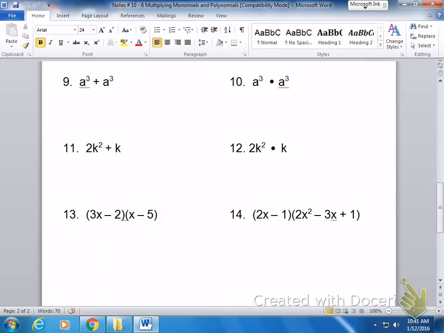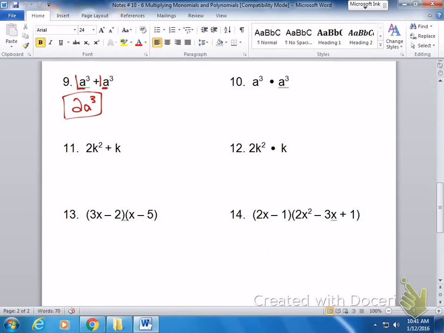Number 9, 10, 11, and 12, these kind of go back to the first few lessons of this chapter. A cubed plus a cubed. Remember, if we're adding or subtracting, the exponents in the variable have to match for us to be able to combine them. Here I have a to the third plus a to the third. So I have 2a to the third. There's your answer. Now, when you're doing this, you're adding the numbers since the variables match. It's not going to be a to the sixth. When we add or subtract, the exponents stay the same.